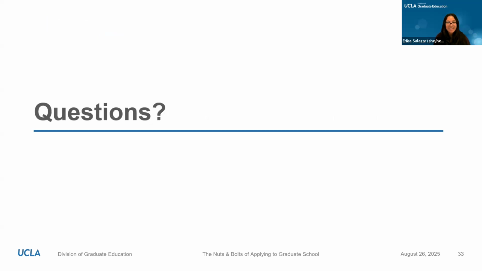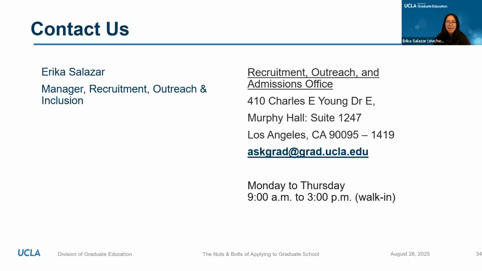Amazing. If you do have any questions, I do highly encourage you all to reach out to us. So again, my name is Erica Salazar. I'm the Manager of Recruitment, Outreach, and Inclusion, and we do have an office here at UCLA. We are located in Murphy Hall, Suite 1247, but we also have an email that you can reach out to us if you do have any questions. That is askgrad@grad.ucla.edu. If you would prefer to see us in person, again, we are in Murphy Hall, Suite 1247, and we are open Monday through Thursday, 9 a.m. to 3 p.m., and we do accept walk-ins.